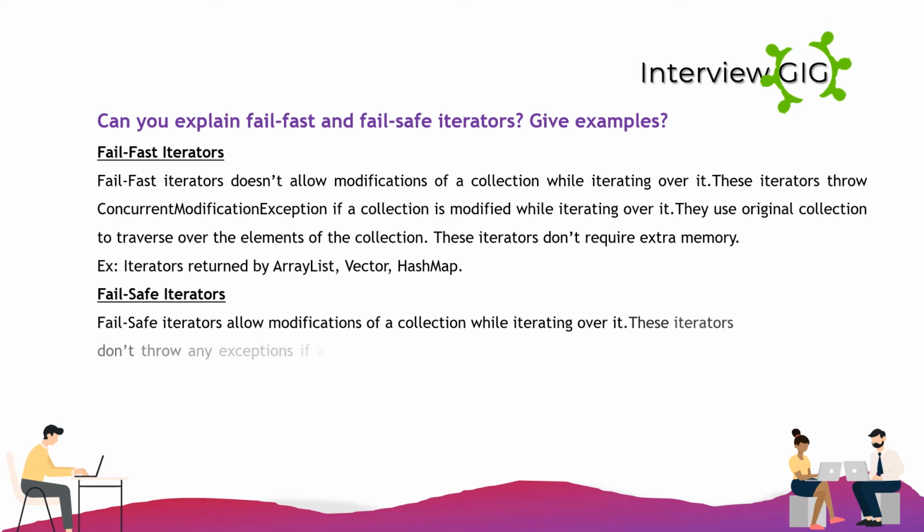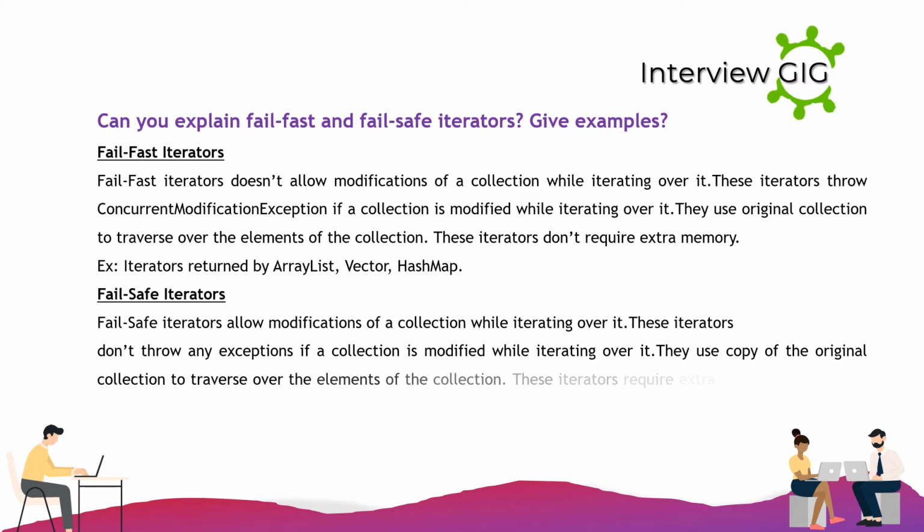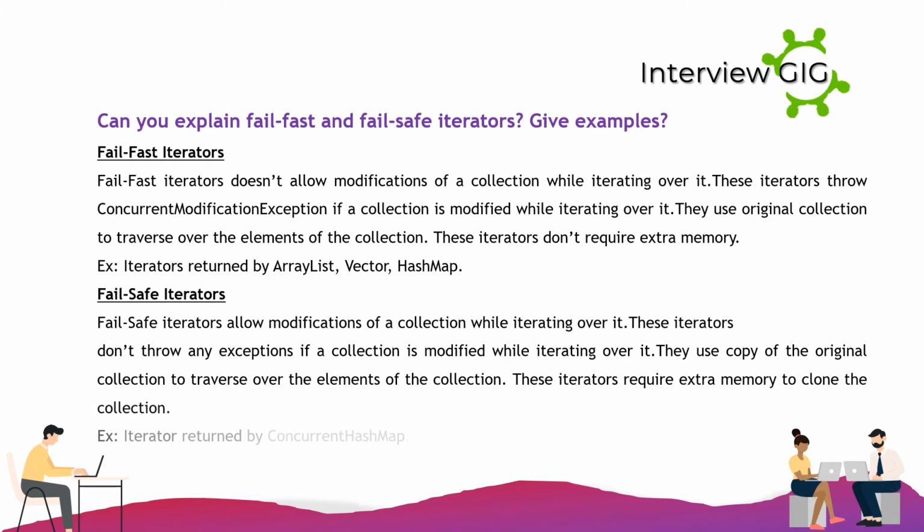Iterators returned by ArrayList, Vector, HashMap are fail-fast. Fail-safe iterators allow modifications of a collection while iterating over it. These iterators don't throw any exceptions if a collection is modified while iterating over it. They use a copy of the original collection to traverse over the elements of the collection. These iterators require extra memory to clone the collection.